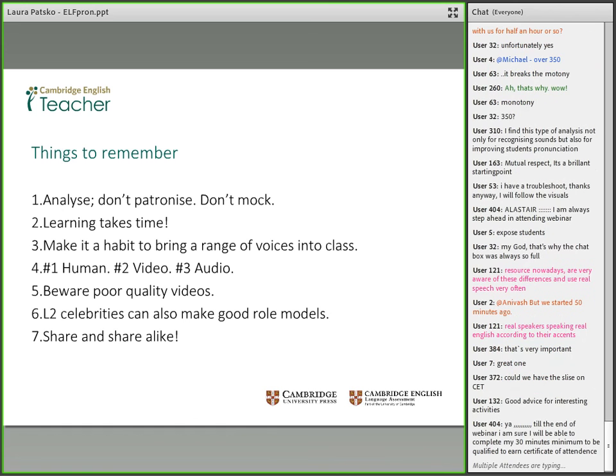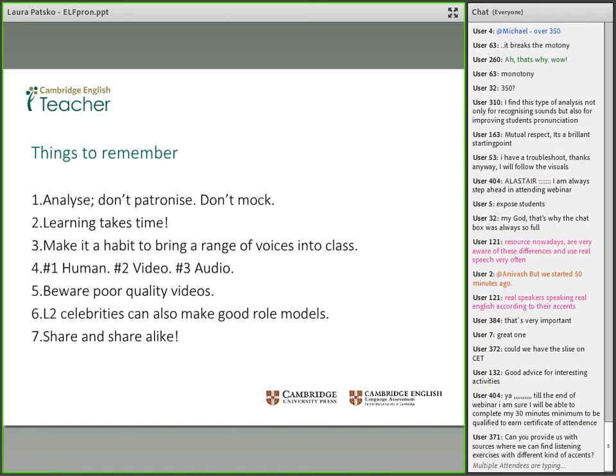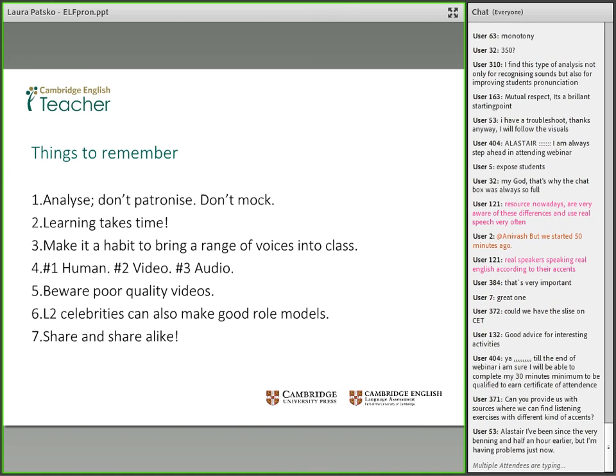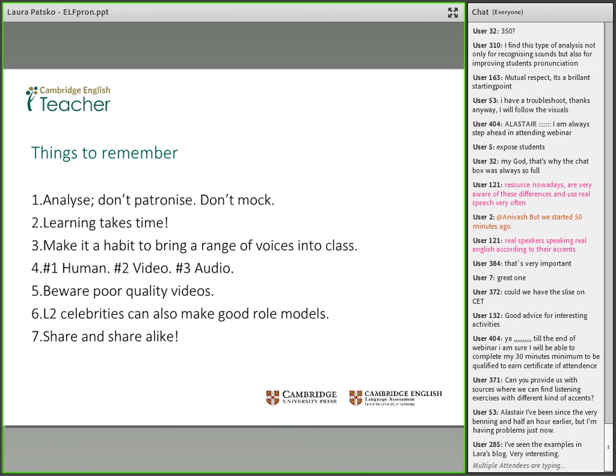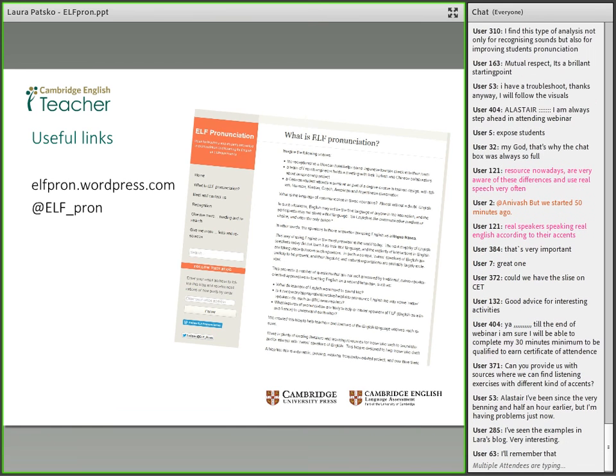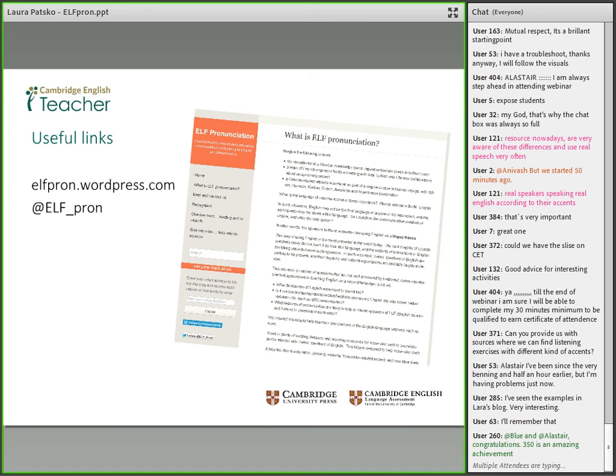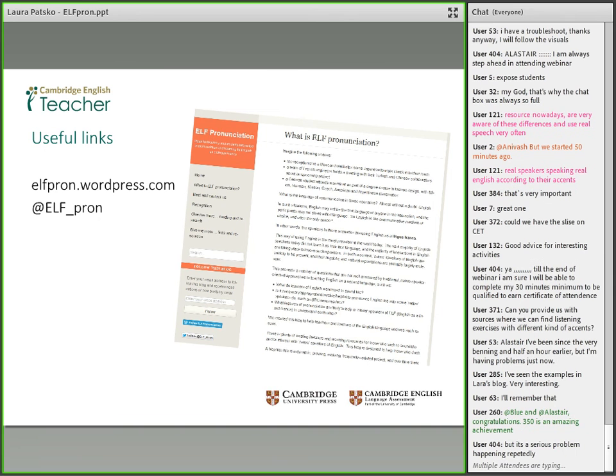And finally, share what you've learned. It takes time to develop these kinds of resources. I've created a website with a colleague of mine who's based in Thailand. This is the website. We call it ELF-PRON. This is an example of where you can share the things that you've learned and the resources. This is why we created the website when we were teaching.